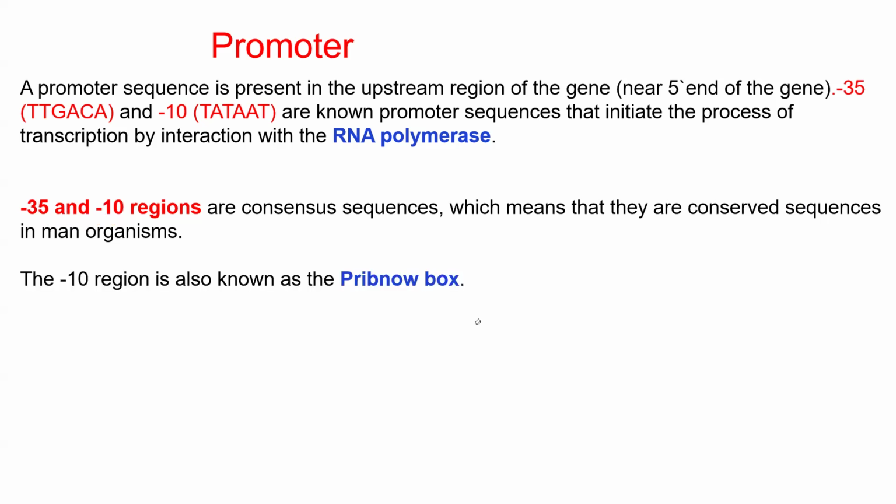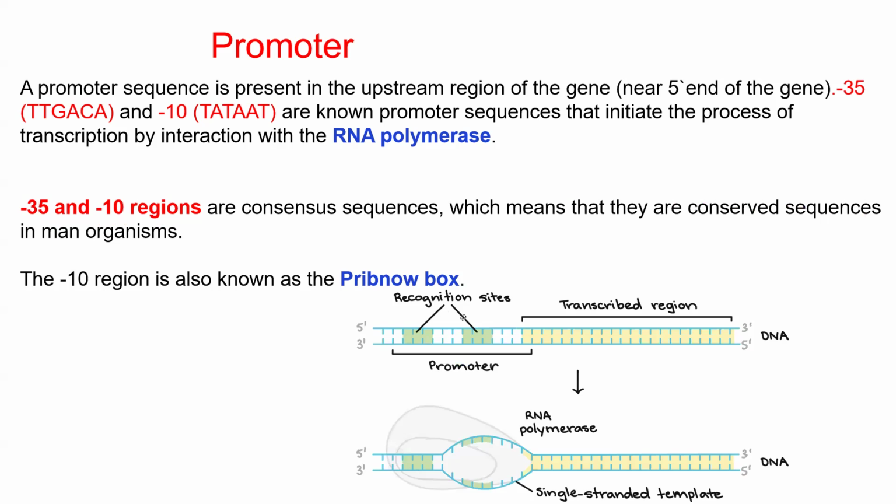The -10 region is known as the Pribnow box. So this is actually how we have it. These are the recognition sites, the -35 and -10 regions, where the RNA polymerase binds to initiate transcription of the DNA into RNA.